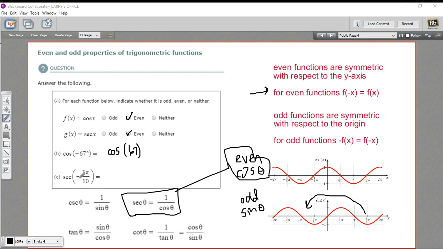The secant of negative 3 pi over 10 is going to equal the secant of a positive 3 pi over 10. When you have an odd function, you get this other relationship that negative f of x equals f of negative x. So let's say you had this sine, or you had negative sine of pi. That equals the same thing as the sine of negative pi. So that's a little bit of work with the odd and the even trig functions.